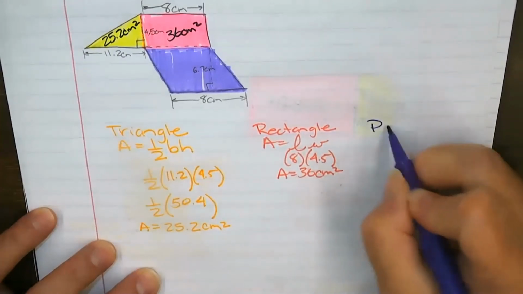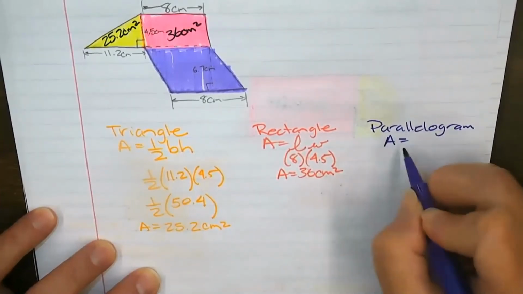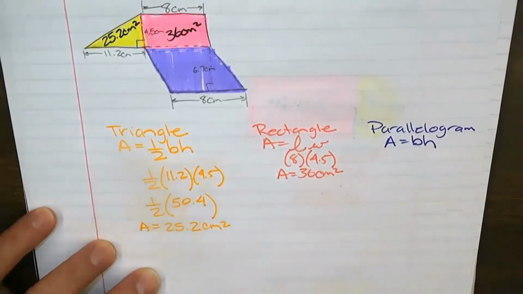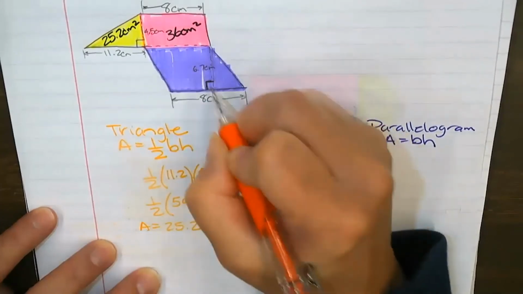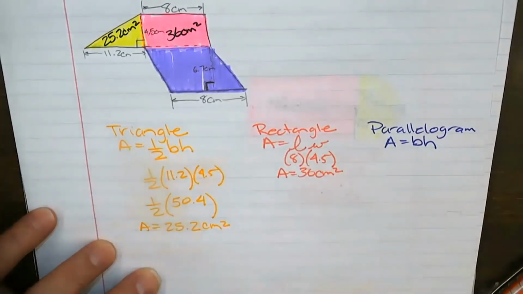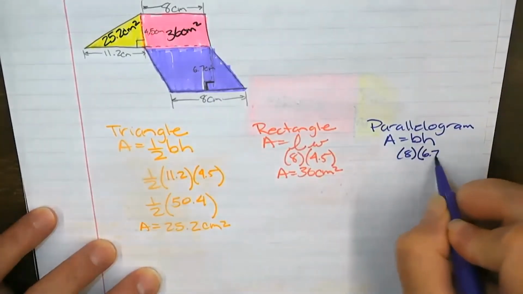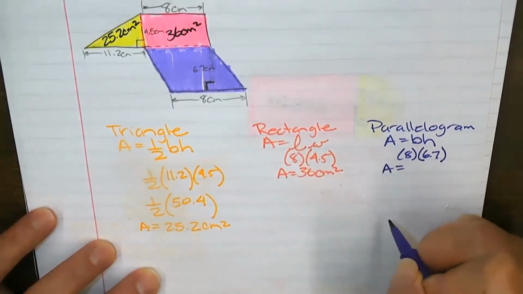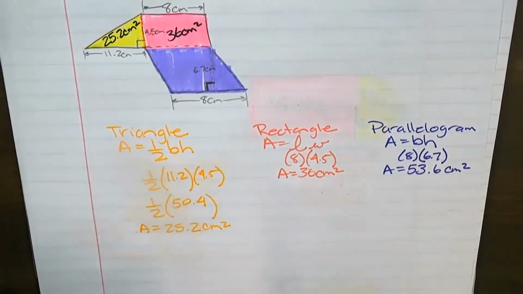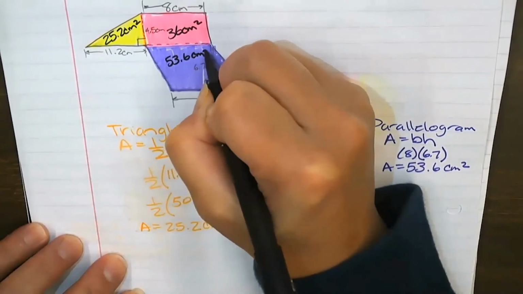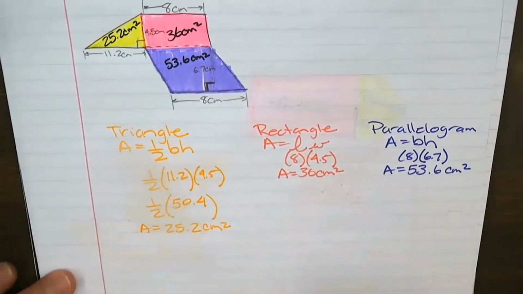And last but not least, we have the parallelogram. And I know that the area of a parallelogram is equal to base times height. And remember, the base and the height are where the right angle meets. It's the two measurements that touch the right angle right there. So my base is 8 centimeters and my height is 6.7. I'm going to use my handy dandy calculator, and I can see that the area of the parallelogram is 53.6 centimeters squared. I'm going to write that in here. But now I have to add all three of these together for the total area.